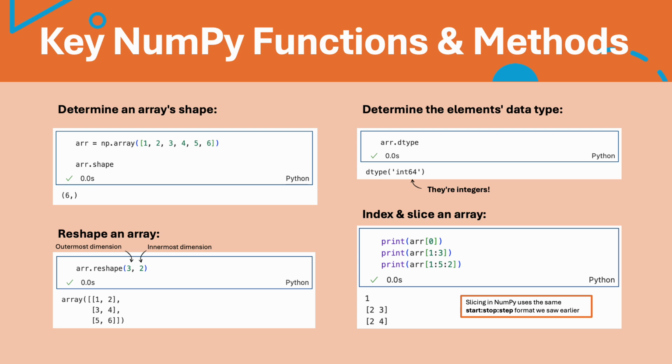Additionally, you might want to know the shape of your array. So in this example, we have a 1-dimensional array, and when we print out the shape, we simply get the length of that single dimension.